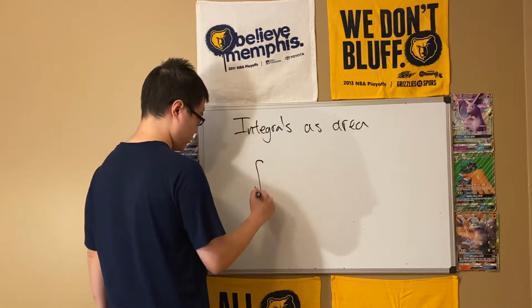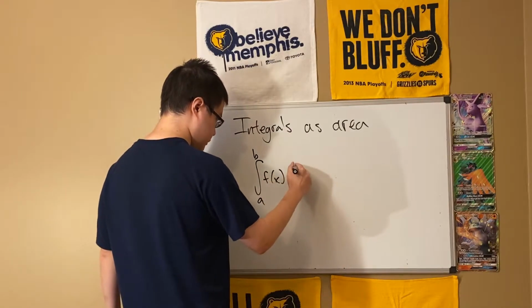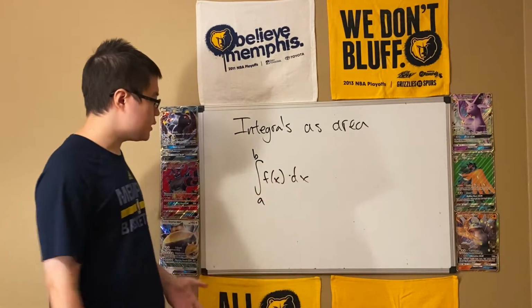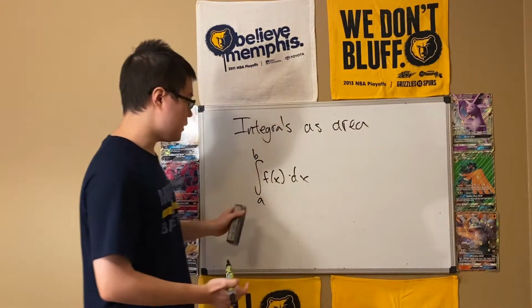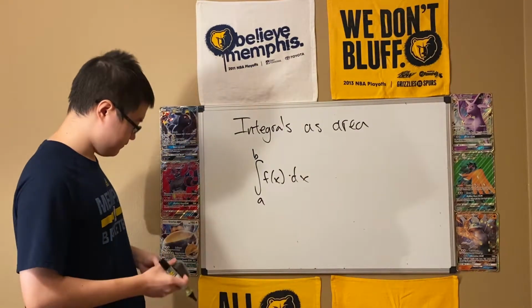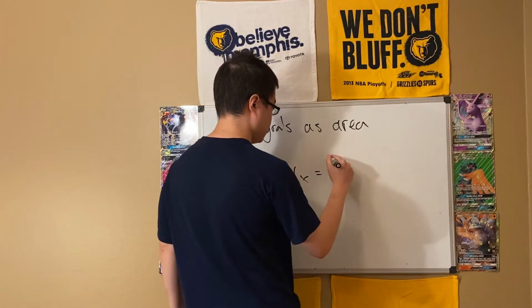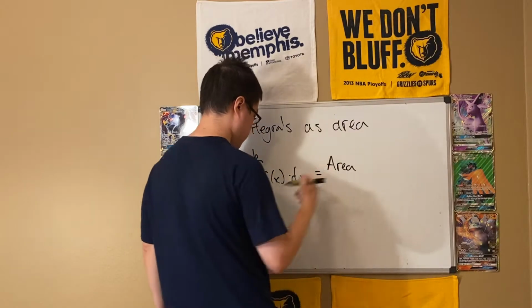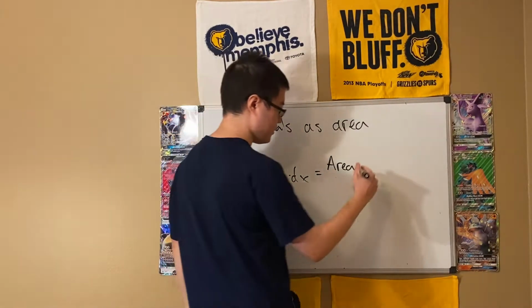So I have a little integral here, a to b, f of x dx. Again, just be familiar that the dx and the integral are always a pair. So you have the integral of f of x. Again, what this means is that this is the area between those x values a and b.